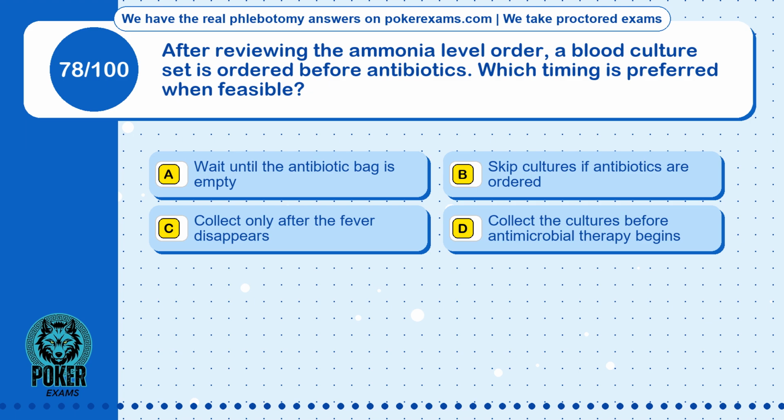Question 78. After reviewing the ammonia level order, a blood culture set is ordered before antibiotics. Which timing is preferred when feasible? Option A. Wait until the antibiotic bag is empty. Option B. Skip cultures if antibiotics are ordered. Option C. Collect only after the fever disappears. Option D. Collect the cultures before antimicrobial therapy begins.